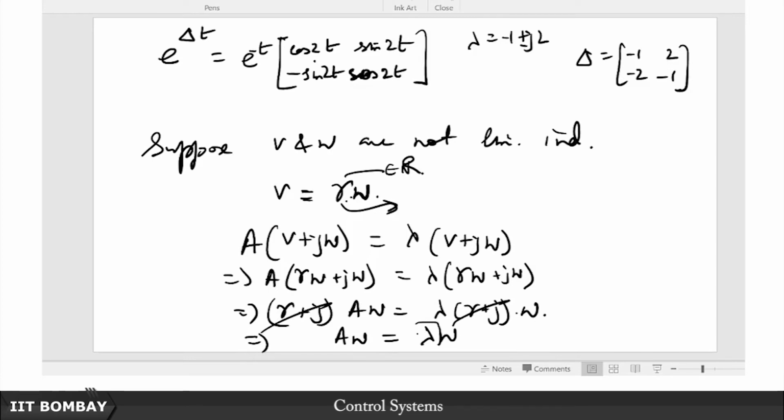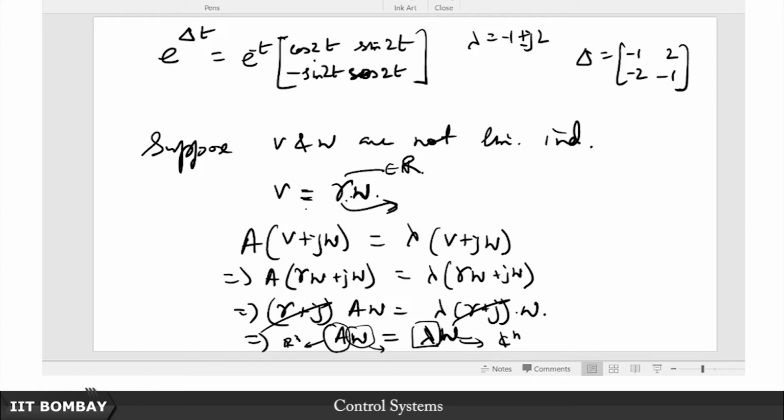Look, this lambda is a complex number, W is a real n-tuple, A is a real matrix. So on the left hand side I must have a real n-tuple, on the right hand side this W is a real n-tuple, but this lambda is spoiling the party because it is now a complex number. So on the right hand side I have a complex n-tuple, on the left hand side I will have a real n-tuple. So therefore my initial premise that this V and W are linearly dependent cannot be true.